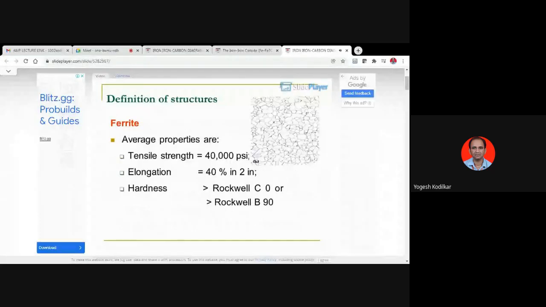Definition of structures. Ferrite. Average properties are: tensile strength equals 40,000 pounds per square inch, elongation equals 40% in 2 inches, hardness less than Rockwell C0 or less than Rockwell B90.